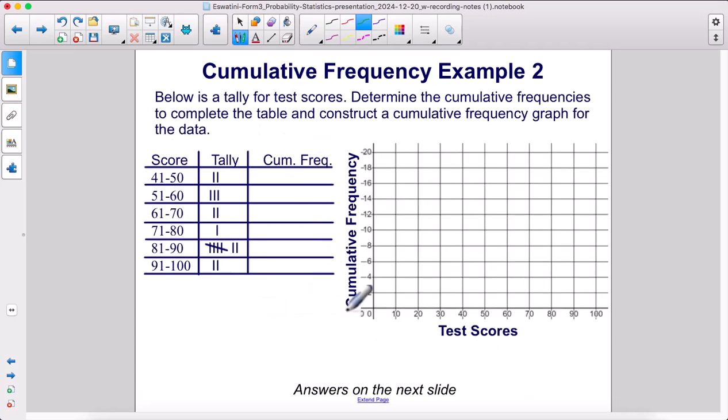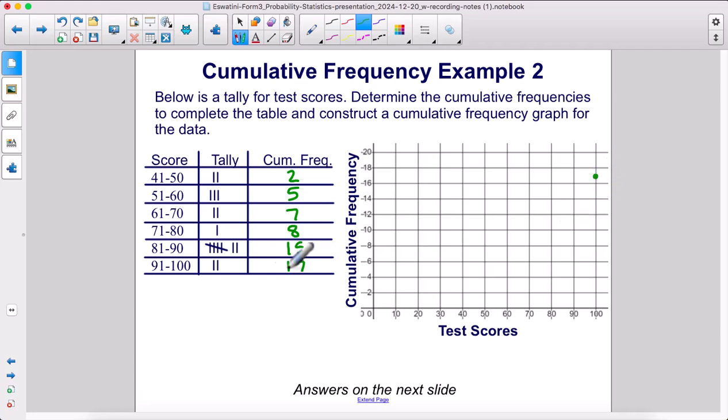Below is a tally for test scores. Determine the cumulative frequencies to complete the table and construct a cumulative frequency graph for the data. All right, so we start with 0, we add 2. Then we add 3, giving us 5. Then we add 2 more, 7, add 1, 8. We're going to add 5, which is 13, 14, 15, 16, 17. Okay, so for 100, we have 17.